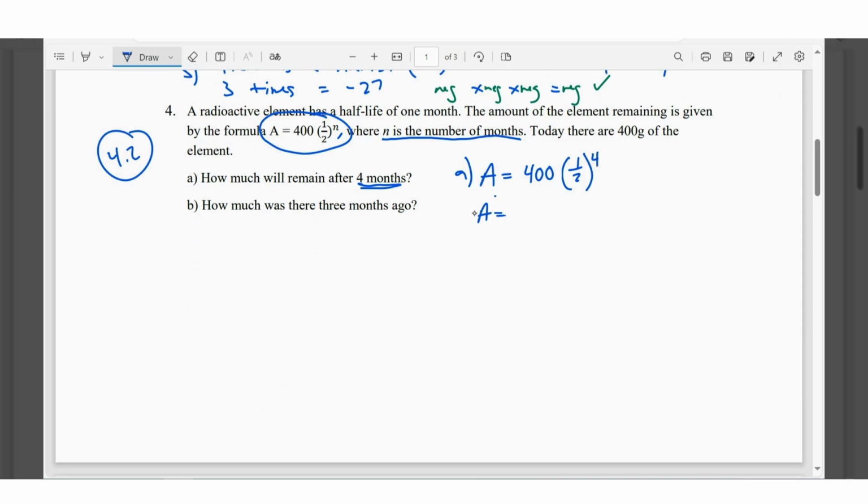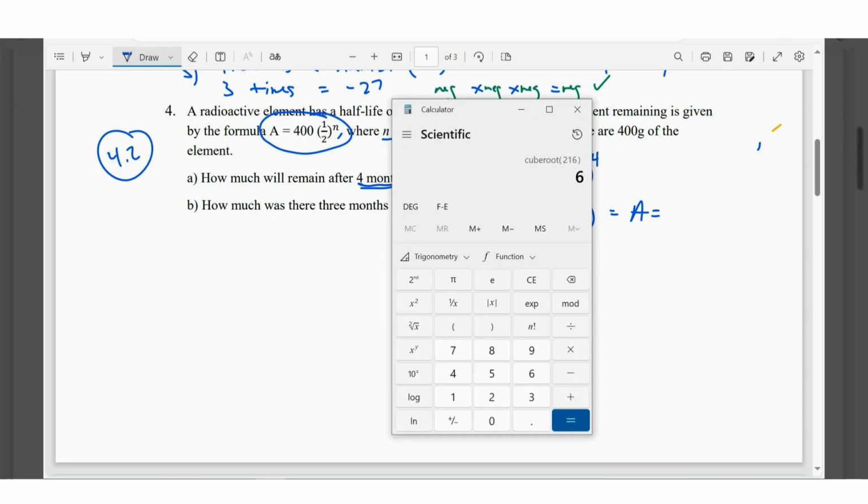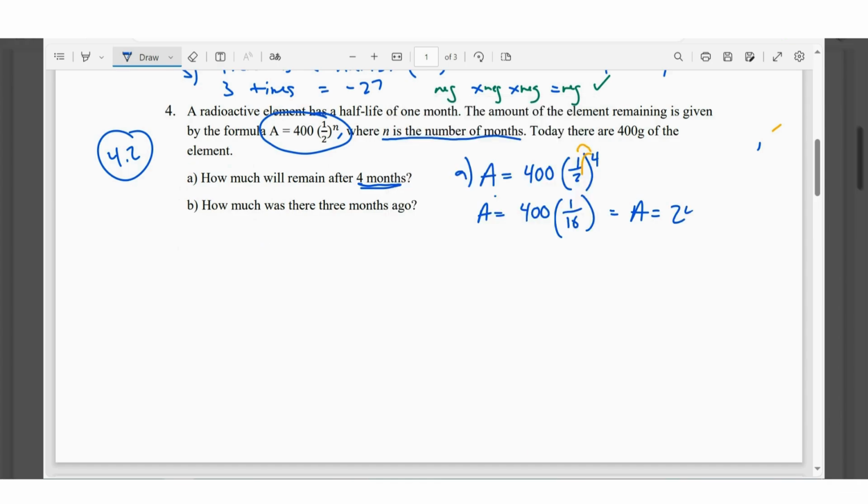A equals 400 times a half to the power of 4. You can distribute this 4 inside, so it becomes 1 to the power of 4 and 2 to the power of 4. So we get 1 over 16. And so A equals 400 times 1 over 16, which equals 25 grams.